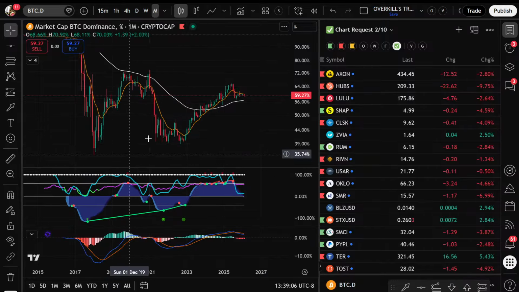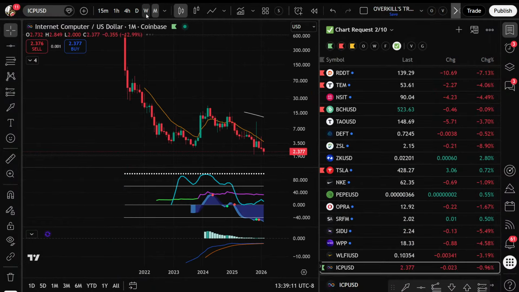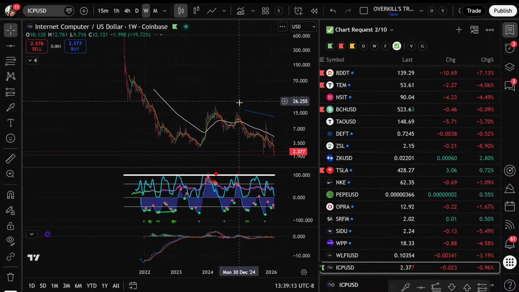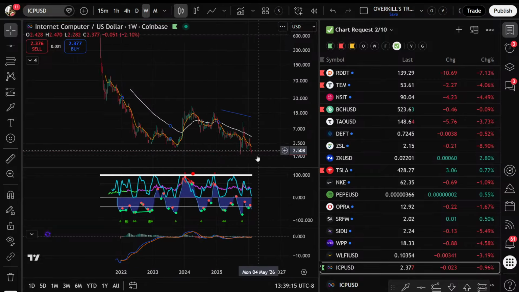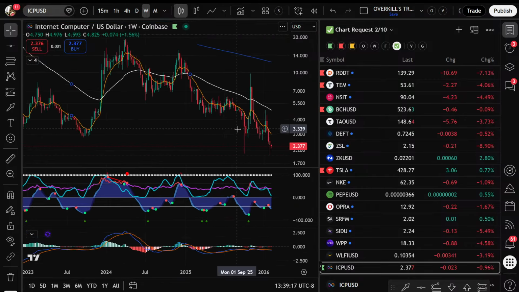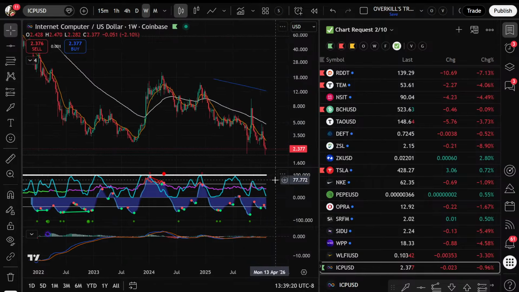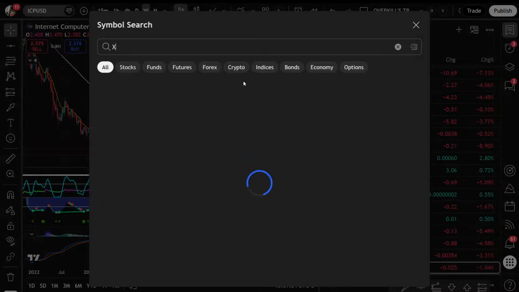I'll start with Mario for ICP and XCN. ICP, again, where's ICP? Everyone's calling for the bear market. It's at the lowest point it's ever been. So if you believe in ICP, it's at the cheapest price it's ever been before. So I would just wait for a green dot if you believe in the project. It's never been cheaper to buy it.